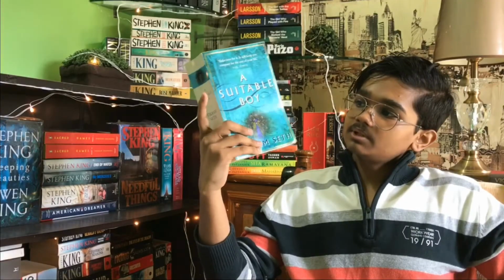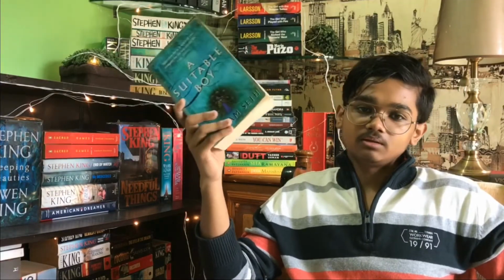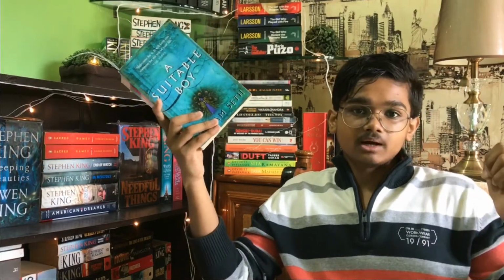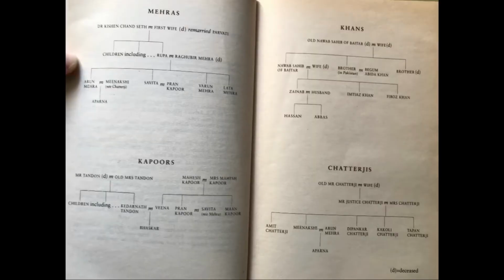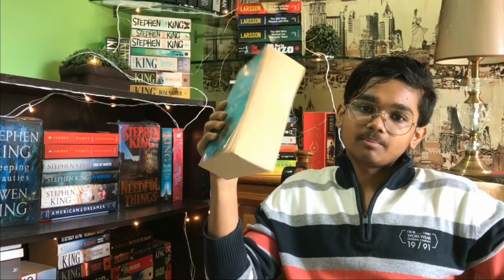This book takes place in 1951 in the post-independence era, and we follow four families throughout a span of 18 months. The first family we read about is the Mehra family.